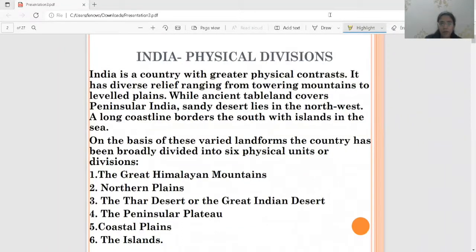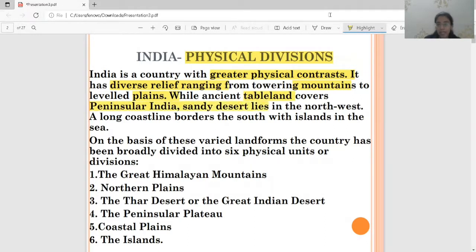We are going to talk about India's physical division. India is a country which is having greater physical contrasts. It has diverse relief ranging. We are having mountains, we are having plains, we are having plateaus, that is known as tableland. It is known as peninsular India.